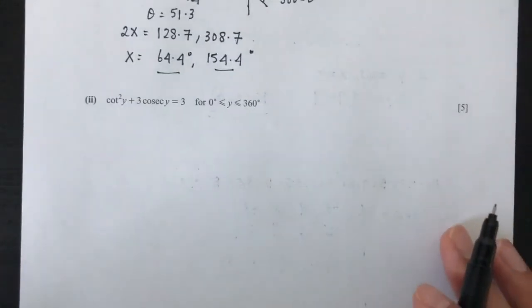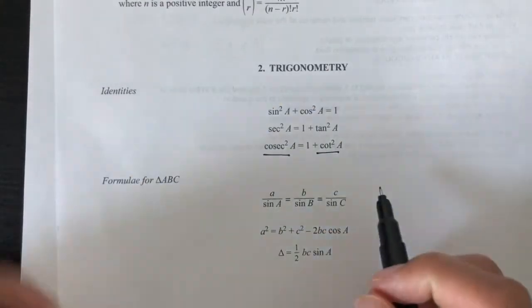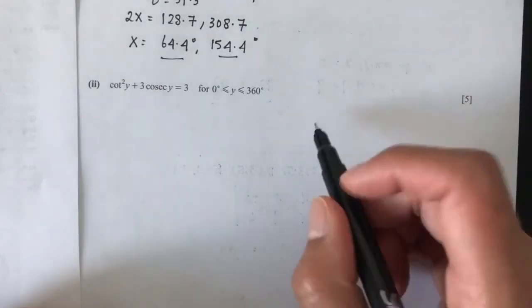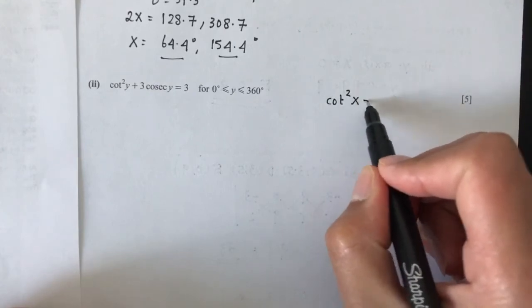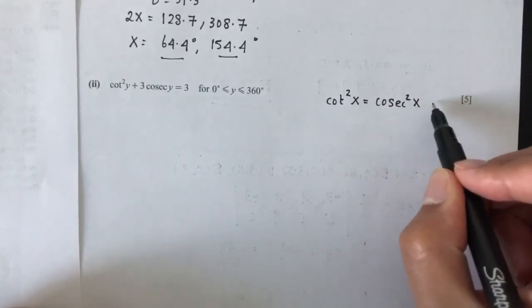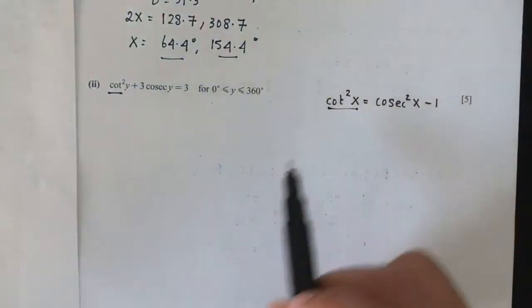Now let's move on to part number 2. So here we have to solve this one. Let's see what can we do. So we are given a formula sheet. Let's see if you have cot. If you have cot here, you have cosec. So you have to use this formula. So let's replace and see what do we have. So you have cot squared y is equal to cosec square y minus 1. So replace this by this.